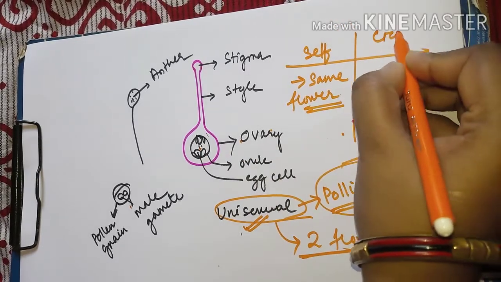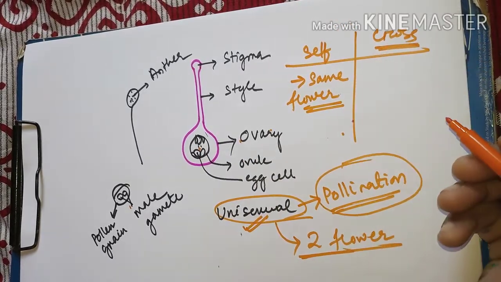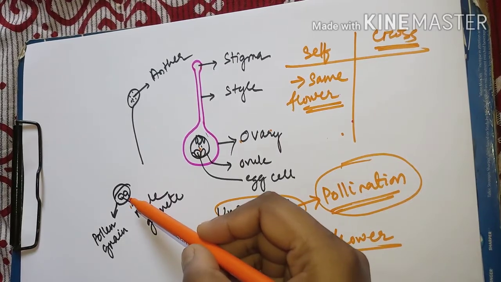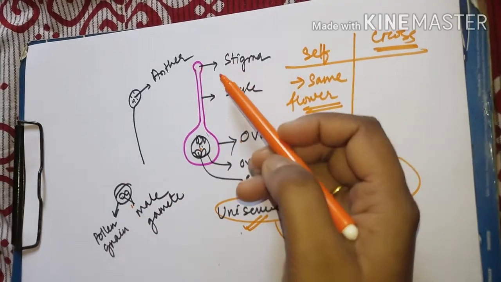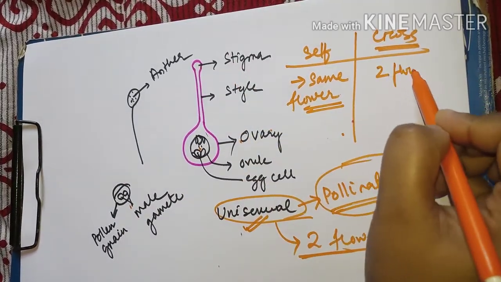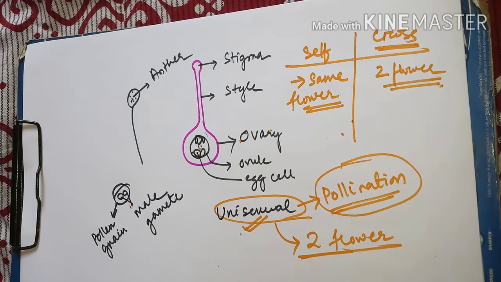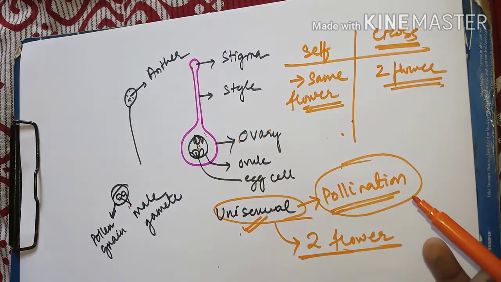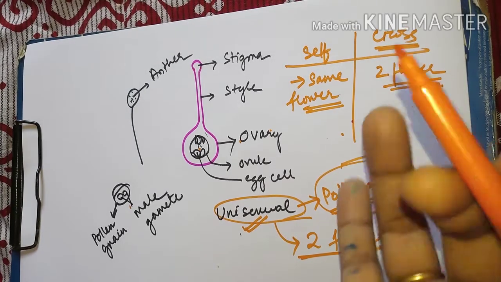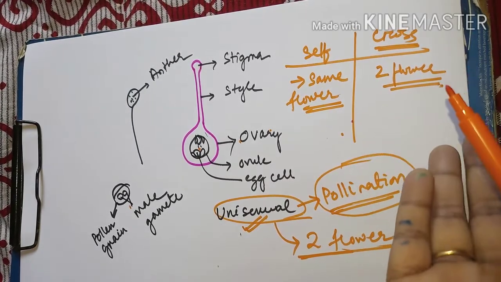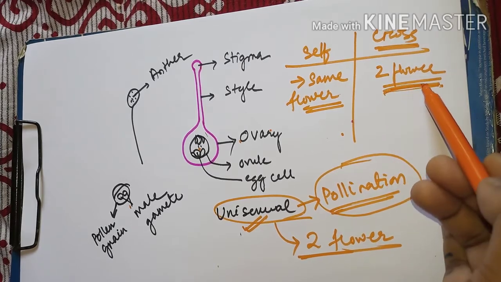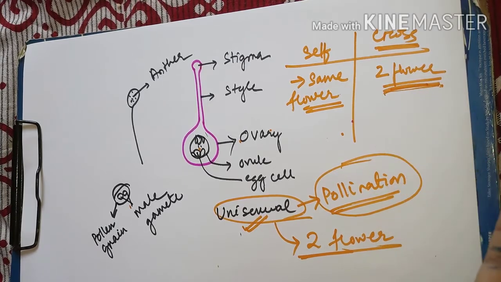But in case of cross-pollination, which is a phenomenon for unisexual flowers, the male gamete present inside the pollen grain needs to be transferred from one flower to the other flower. So here two flowers are involved to carry out cross-pollination. This is the difference between self-pollination and cross-pollination. In self-pollination, the same flower is there. In cross-pollination, two flowers are there. Again, the two flowers can be on the same plant or on two different plants.